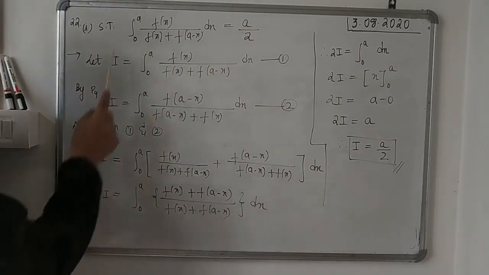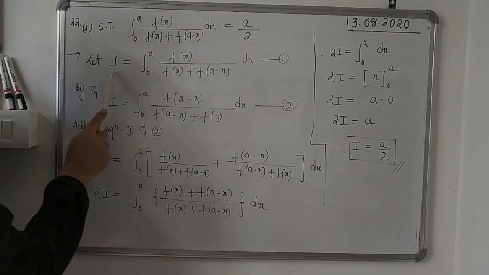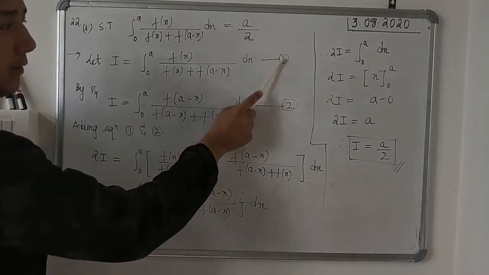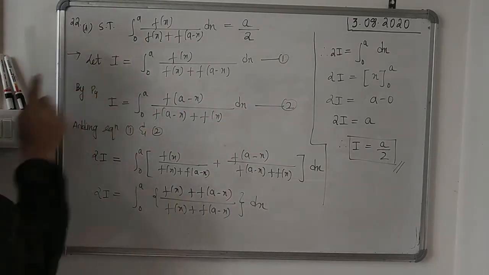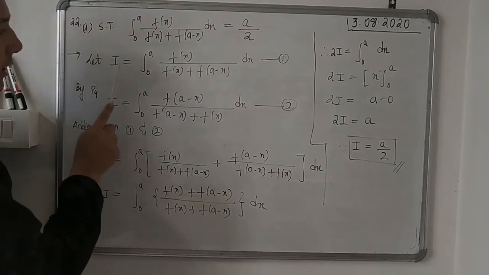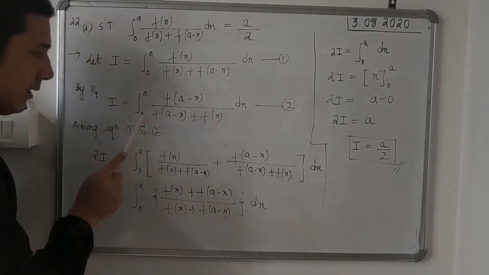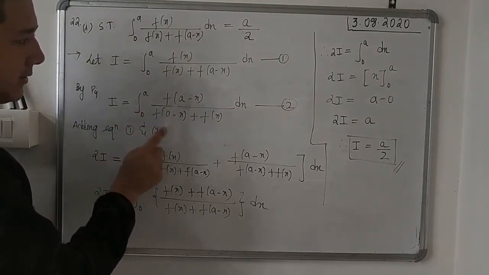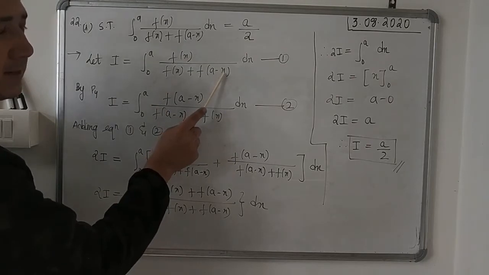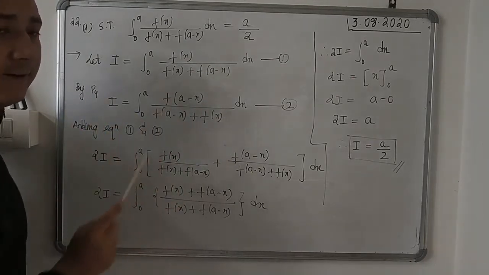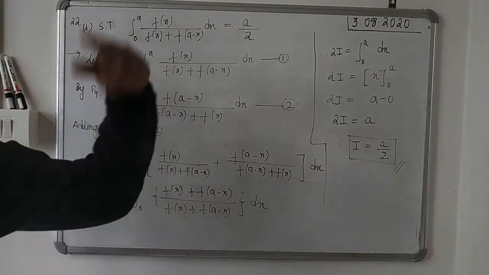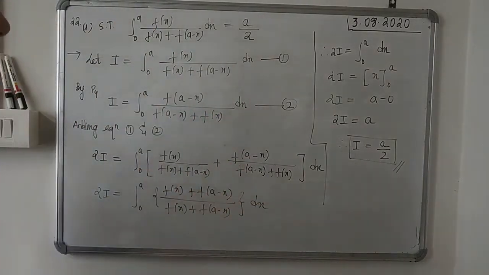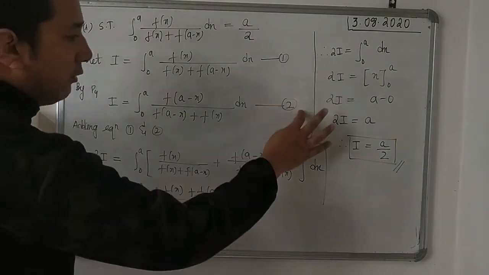Now the first step is the same. Assume this integral as capital I, and keep it as equation number 1. Now we use property 4. By property 4, I is equal to the integral from 0 to a, the limits remain 0 to a, but wherever it is x, it will be upper limit minus x. So a minus x, and we put x equals a minus x, a minus (a minus x) gets cancelled out, so we get f(x). Remember, we did this the first day when we started property 4 sums. We take 2 equations and add them, and the same thing we are repeating here. Equation 1, equation 2.